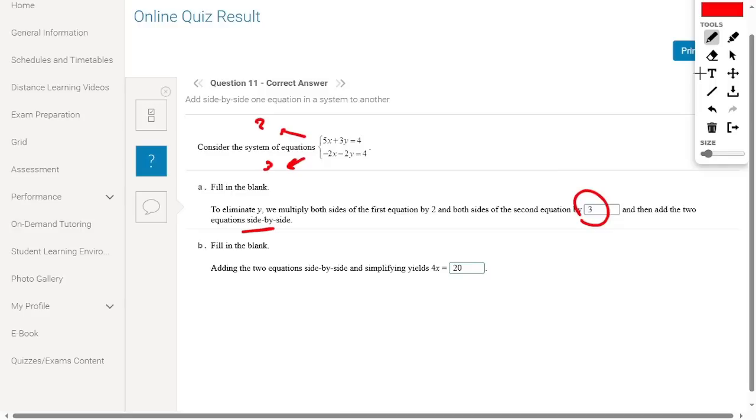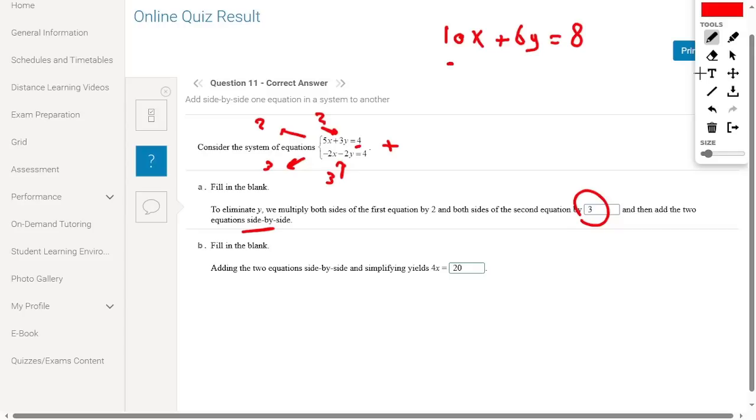Okay, so we need to eliminate y, so the coefficient of y is 3 here, and here is minus 2. So we need to eliminate y when we do the addition. So we need to make the coefficient same. So here we'll multiply by 2, and here we'll multiply by 3. So let's do it. So first equation will multiply by 2. So we'll have 10x plus 6y equal to 8. We multiply both sides with 2.